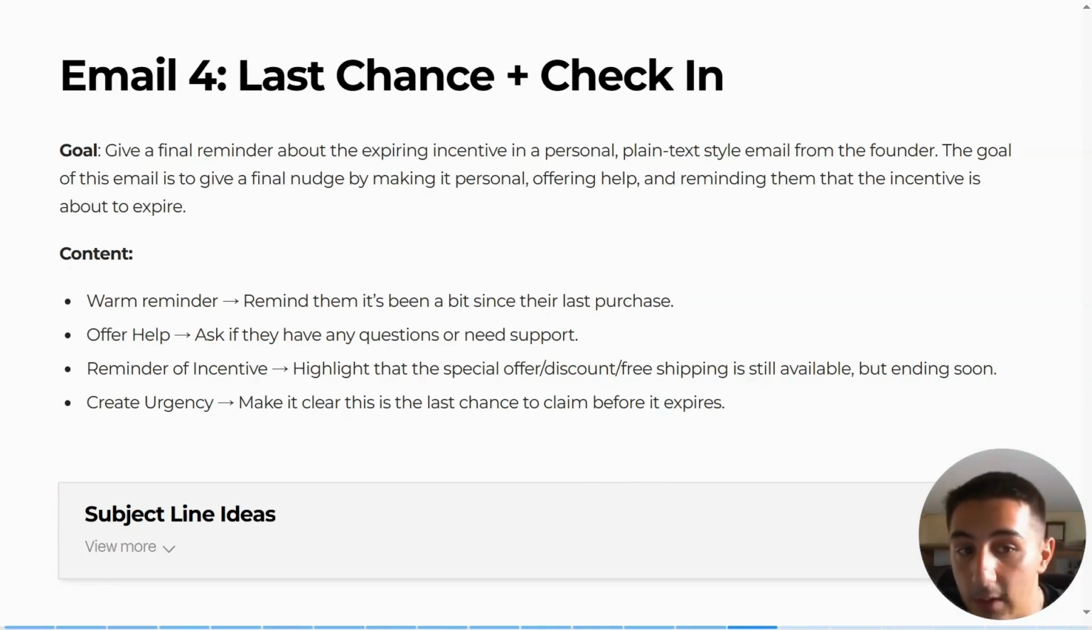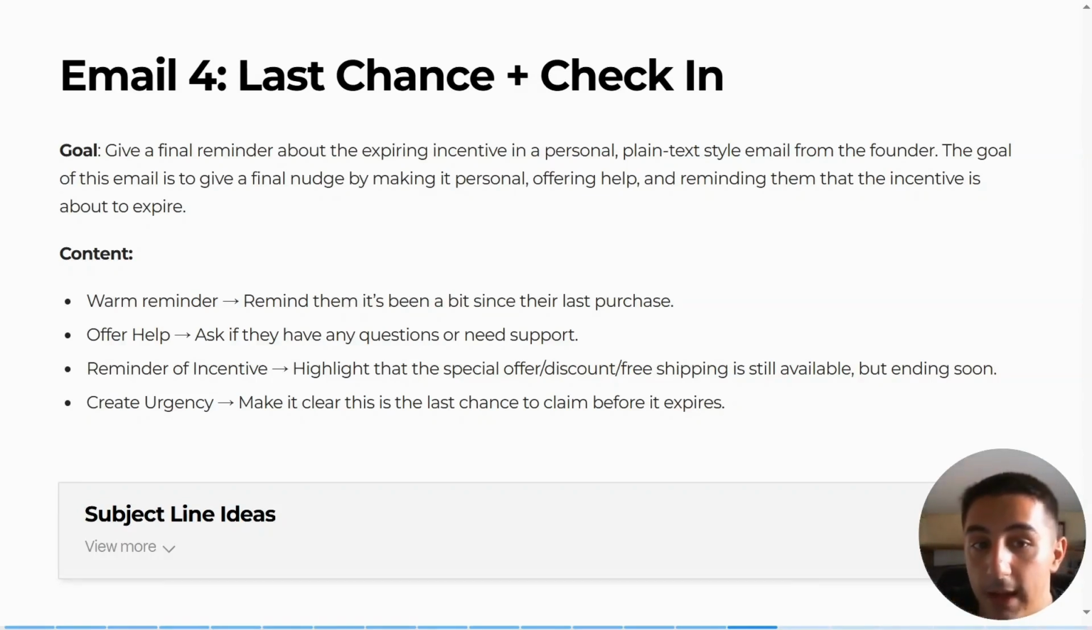Now, the fourth email is a plain text style email, and it's ideally written by the founder. The tone here should feel personal and genuine. So start with a warm reminder that it's been a while since their last purchase, then offer help. So ask if they have any questions or need support picking the right product. And from there, remind them the incentive is still available, but it's ending soon.